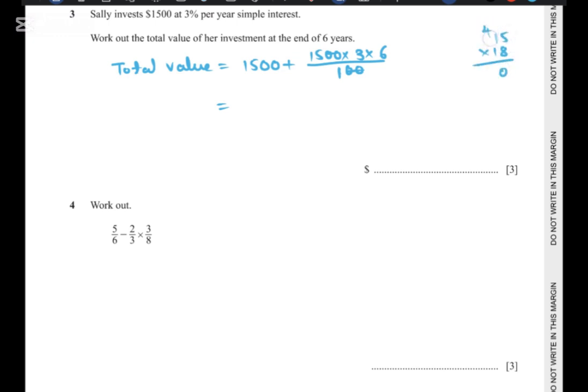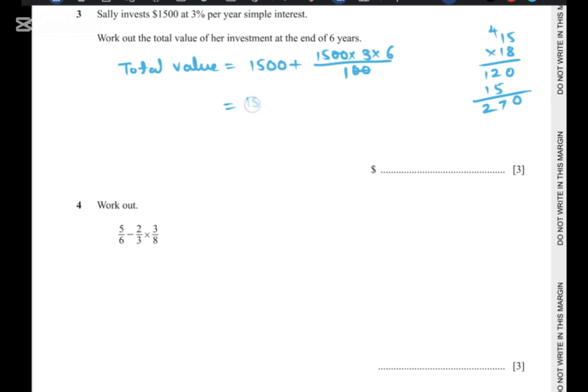8 times 5 is 40, 8 times 1 is 8 plus 4 is 12, 1 times 5 is 5, 1 times 1 is 1, so 270. So 1500 plus the 270 interest will be $1770. You can add them like this. 1770 is the amount. So this is the answer.